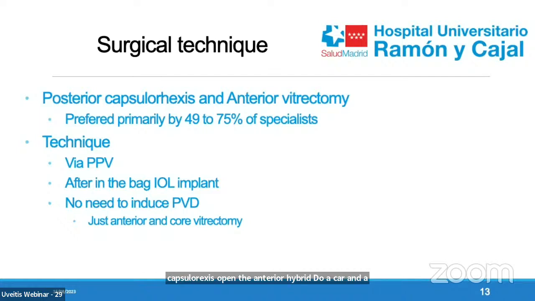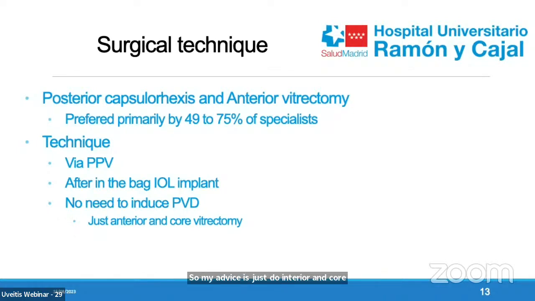There's no need to induce a PVD. The posterior hyaloid is very stuck to the posterior pole in those patients. It's difficult to induce a PVD, a posterior vitreous detachment. So my advice is just do anterior and core vitrectomy.